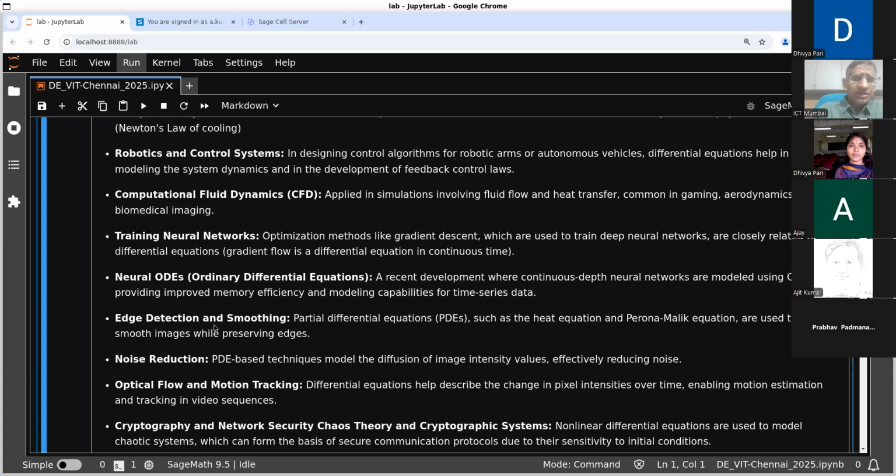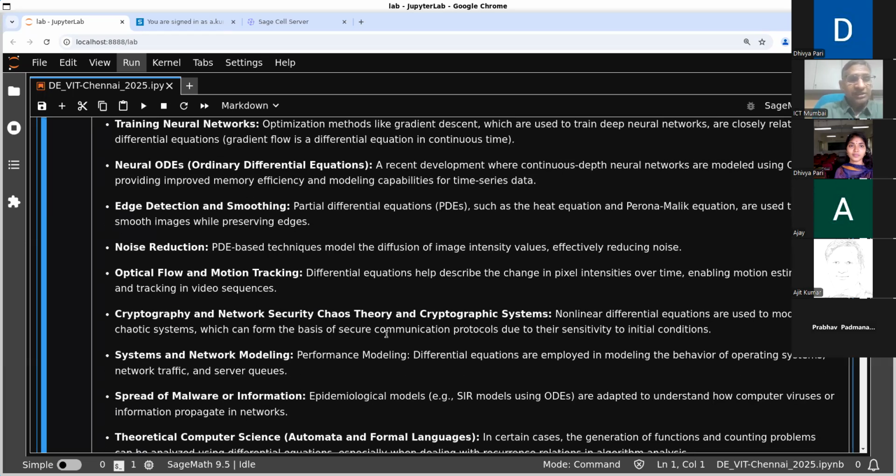Also, there is a whole new branch of neural ODEs. Now, neural networks are very important. I'm sure all of you are using ChatGPT and all these things day in and day out, right? ChatGPT works on what is called a neural network, and there they are also looking at what are called neural ODEs. Similarly, if you want to train neural networks, there also something like gradient flow is very important.